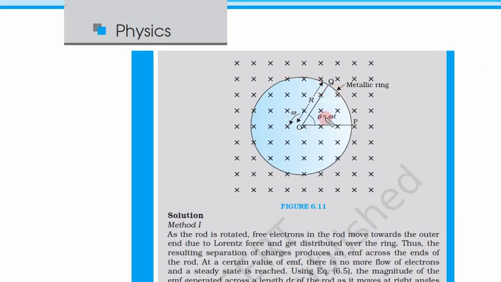So the magnetic field is perpendicular, directed inside the plane of this paper, and this is the initial position of the rod. Okay, so this is the initial position. Suppose in some time t it moves from this place to this place. So this has come to this, and this angle becomes angle theta.